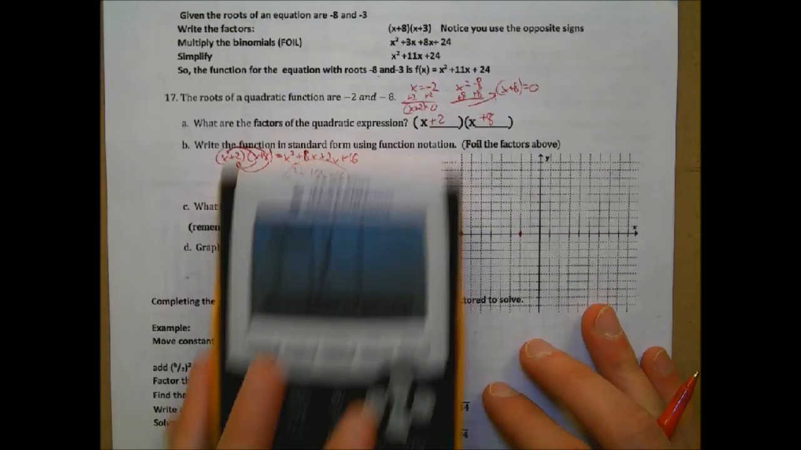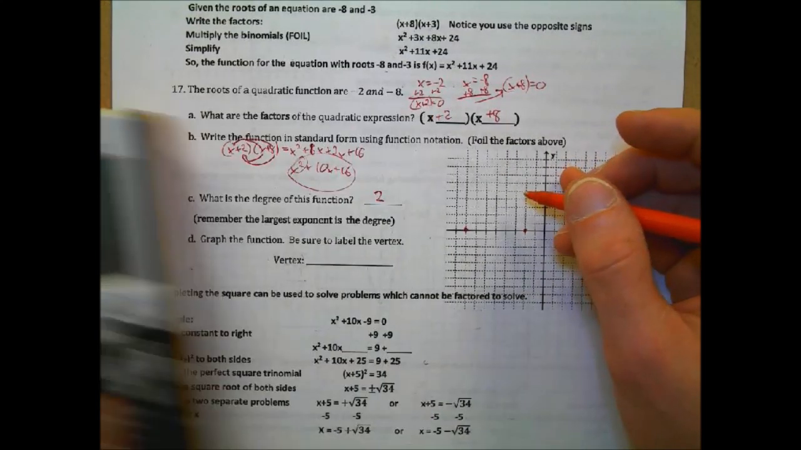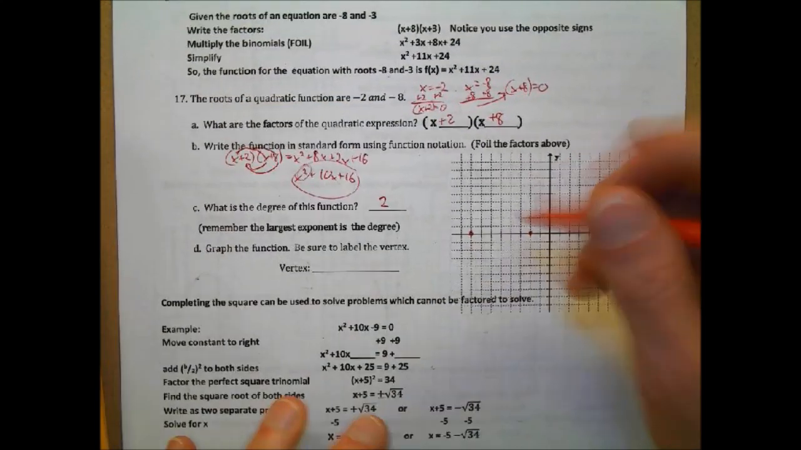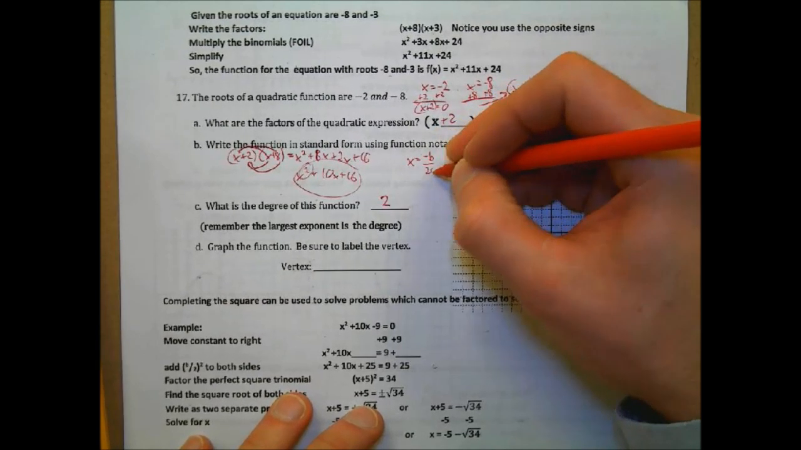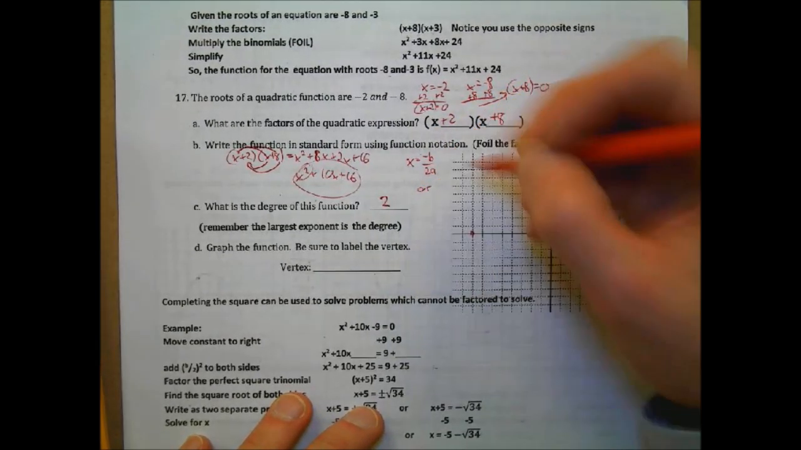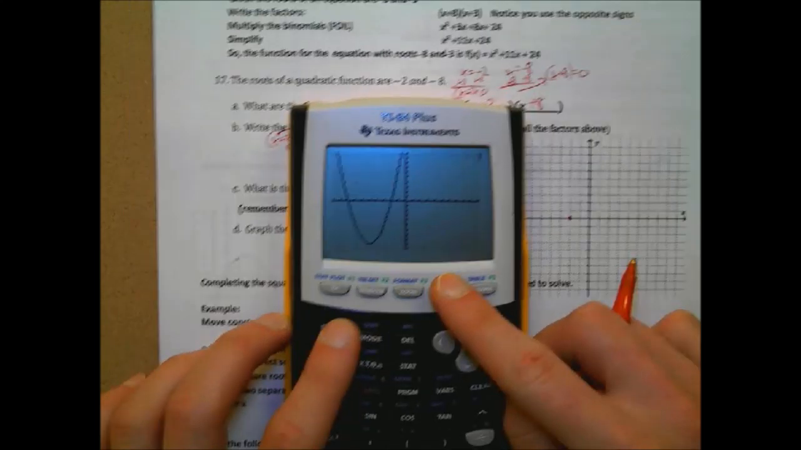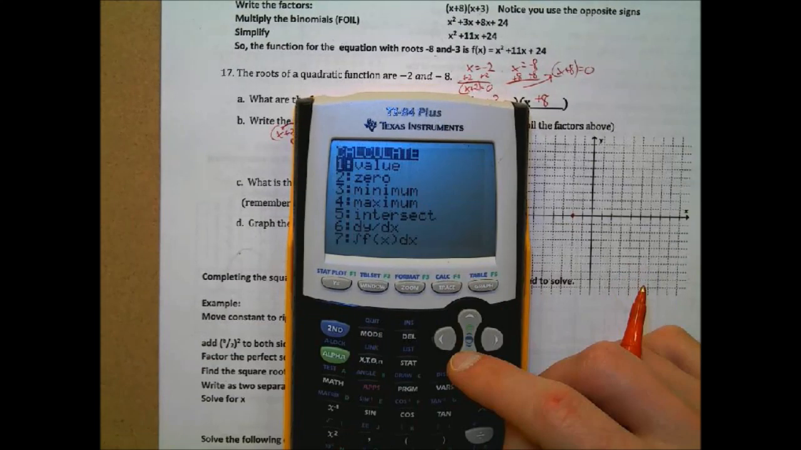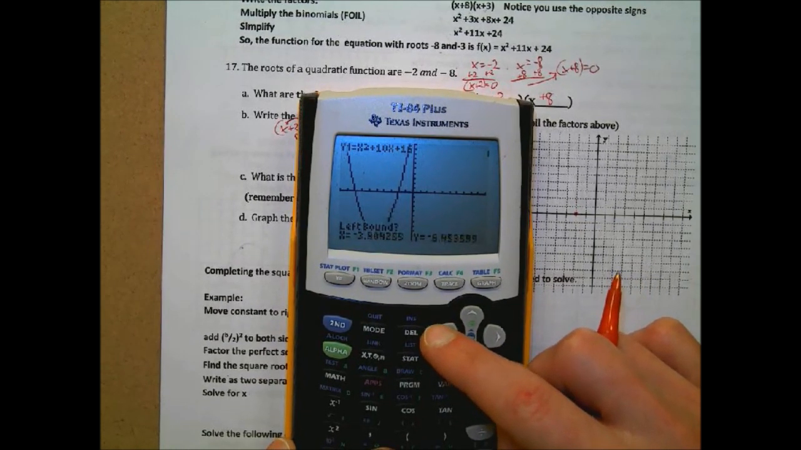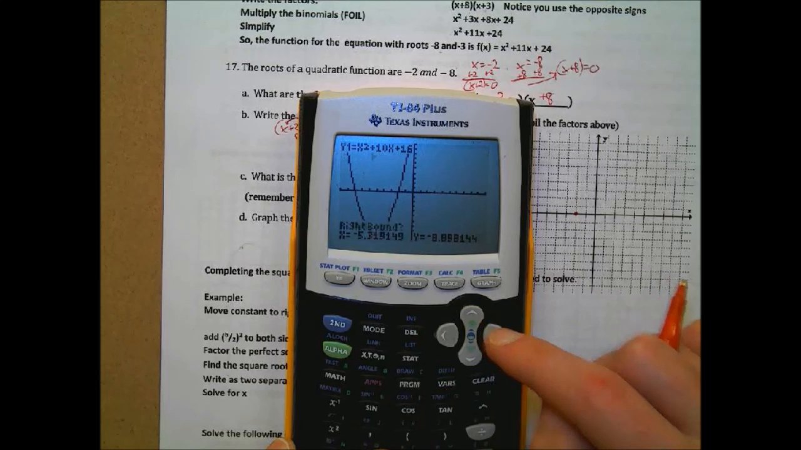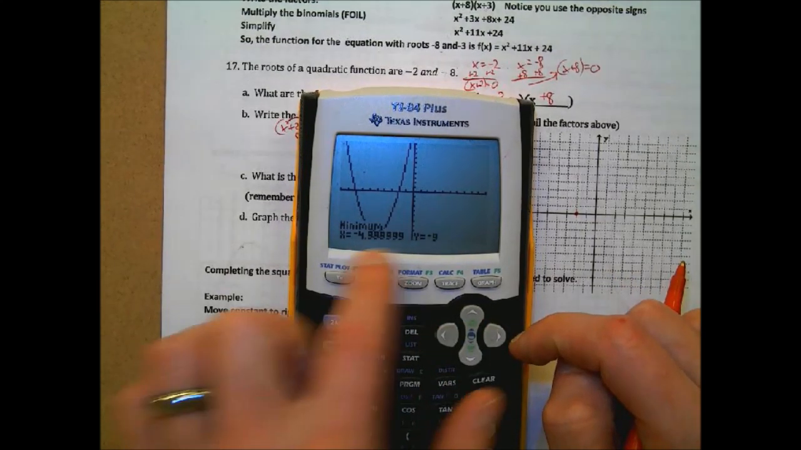Okay. So, let's see here. To find the vertex, we can use x equals negative b over 2a, or we can also just go to our graphing calculator. Second trace, minimum. We'll go to the left, and go to the right, and then down for the guess there. So it's going to be negative 5, negative 9.